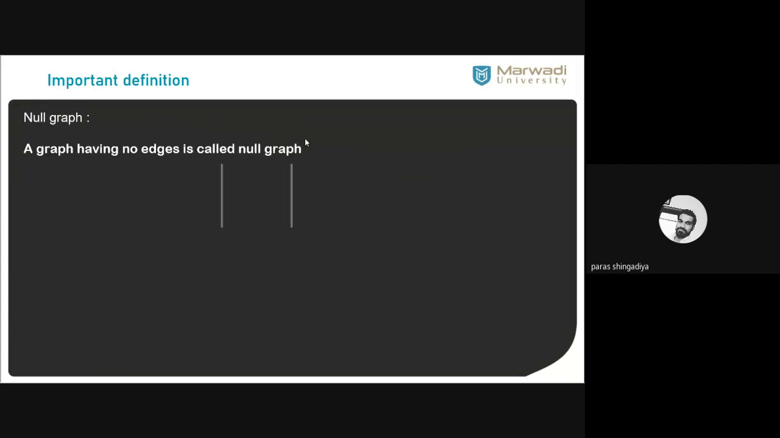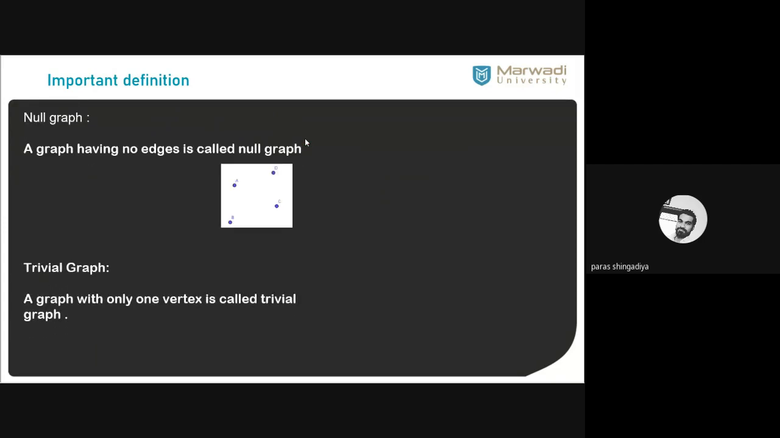And next, a few important definitions. Next is the null graph. A null graph is one where there is no connectivity, no link between any two vertices. There are only vertices, a number of vertices only. This type of graph is called the null graph. So a graph having no edges, meaning no connection, is a null graph. If I consider even one connection between the vertices, then it is not a null graph. It is some other particular graph. So no edges is called the null graph.